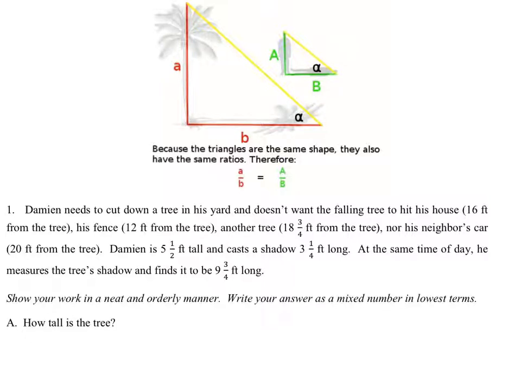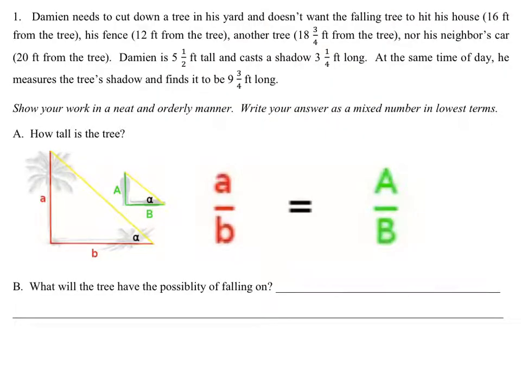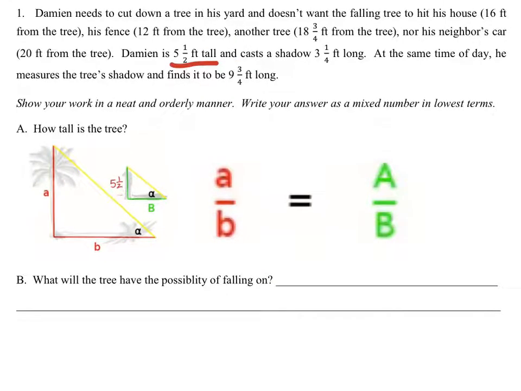Now I'm going to use the same picture up here at the top. Alright, so let's look at some of these values, right? The first thing we see is that Damien is 5.5 feet tall. Now if we look at the diagram, that's this value right here, which I'm going to replace with 5.5. And then it says that he casts a shadow that is 3 1/4 feet long, which would have been this value right here. So I'm going to replace that with 3 1/4.